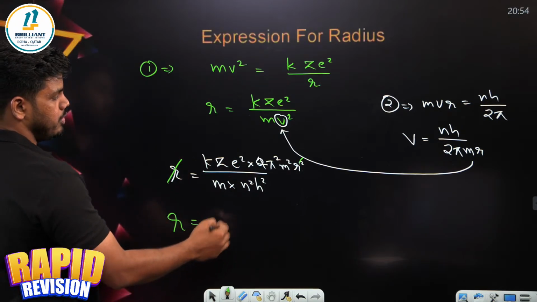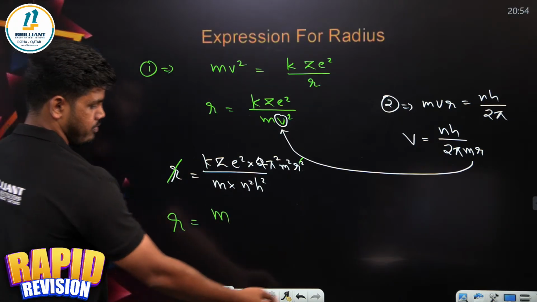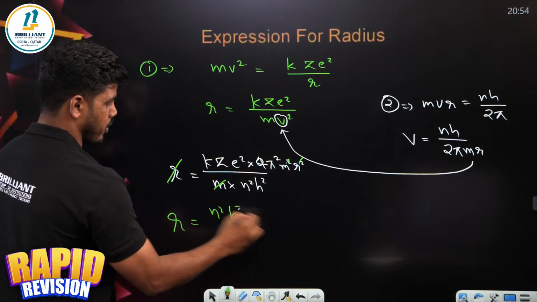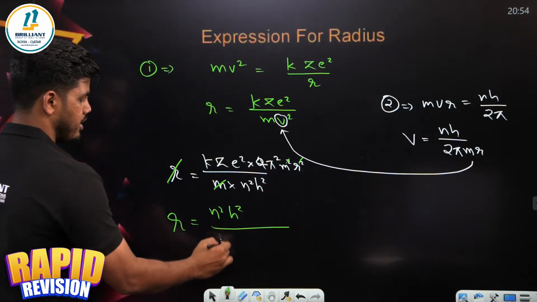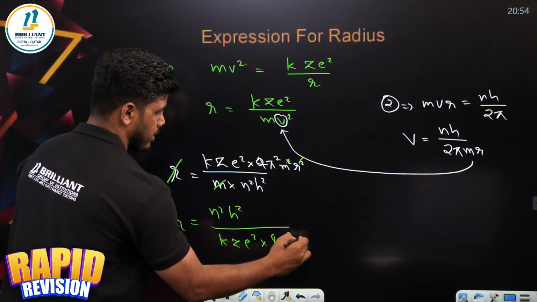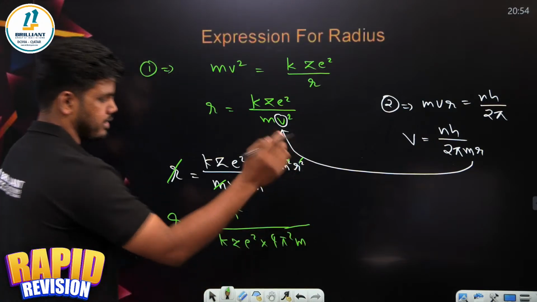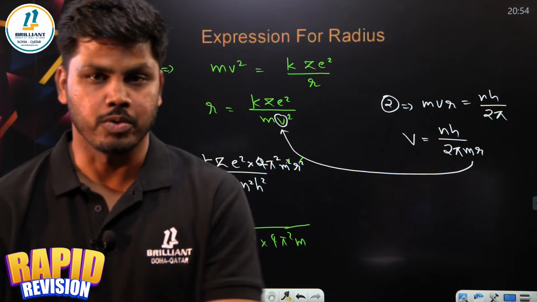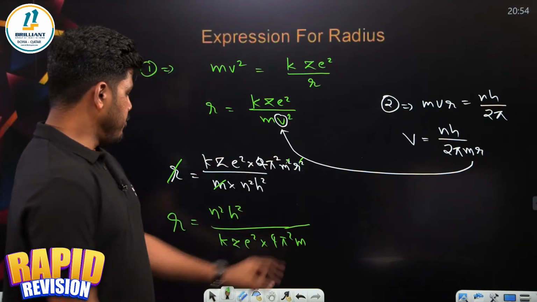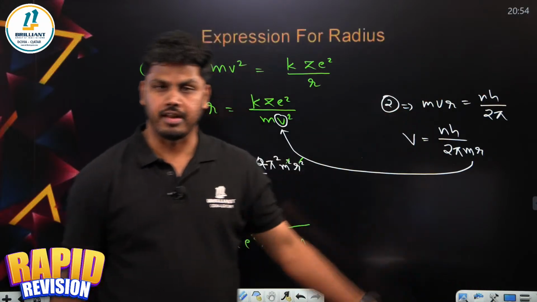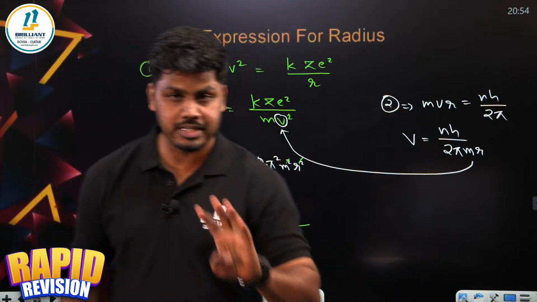R is equal to, we will get m into, see, one of the m gets cancelled here, so m is not there, n square h square, the whole divided by k z e square 4 pi square m, only m, right? That's it. Just substitute k is equal to 1 by 4 pi epsilon 0. Done, finished. If you substitute k value as 1 by 4 pi epsilon 0, as I told you before, you will get the final answer. So radius derivation is pretty easy.